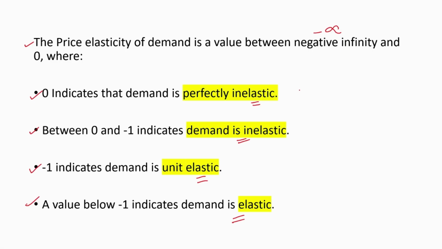Another important thing to note is that all the price elasticity of demand is less than 0. This means it can be 0 or it can be any value below 0, which means negative values. This is because the price and the demand have an inverse relationship. When the price increases, demand will decrease. When the price decreases, demand will increase. That is the reason for this negative value when it comes to price elasticity of demand.